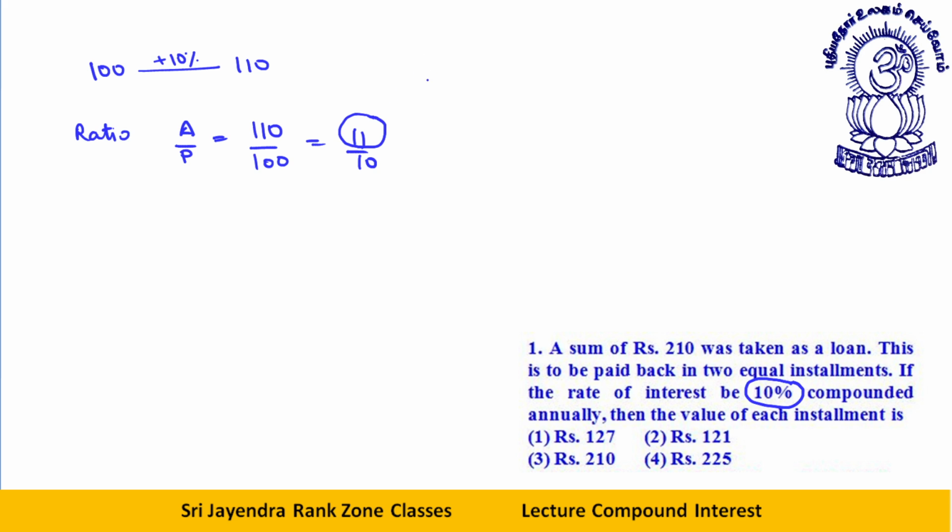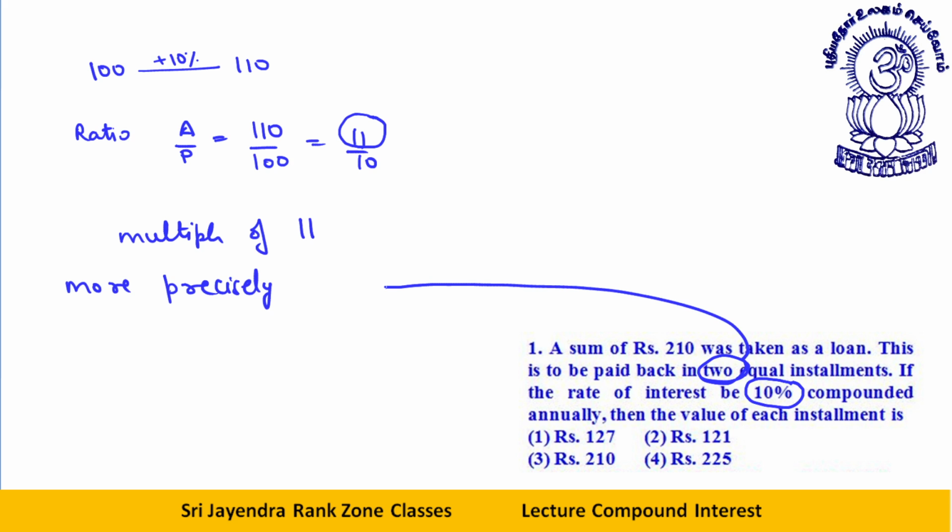Okay, dear students, your installment will be a multiple of 11. More precisely speaking, these are two equal installments now. So precisely, it will be a multiple of 11 square, that is 121. Whichever option is divisible by 121 will be your answer. Game over. We have brutally murdered this question. Getting it, dear students? What is the answer? The answer is 11 square, that is 121.